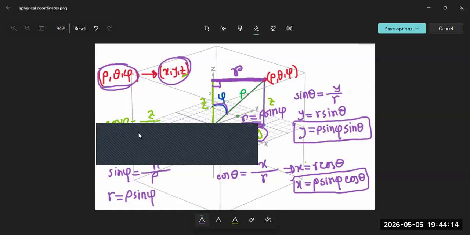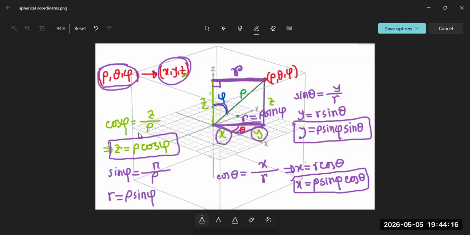Spherical coordinate system, image number 2. Okay.